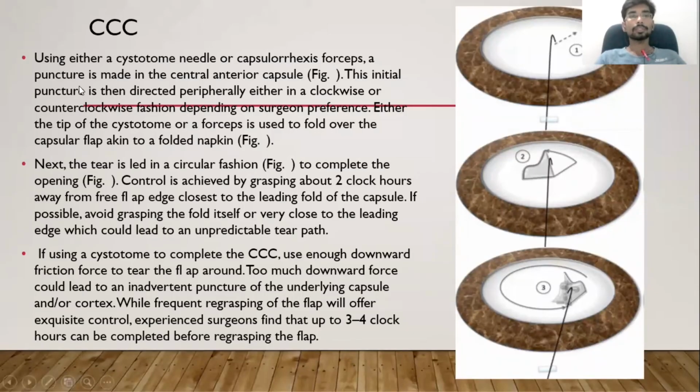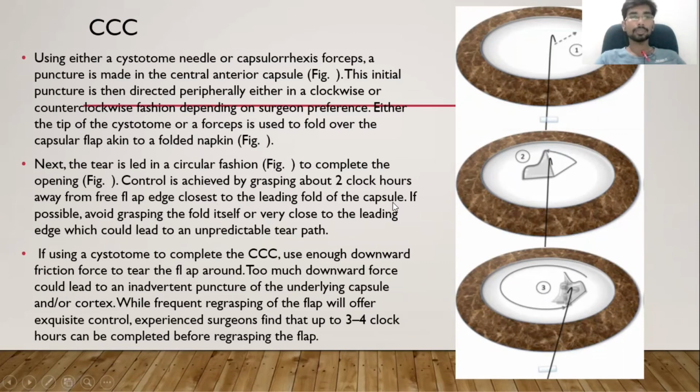So capsulorhexis. Using either cystitome needle or capsulorhexis forceps, a puncture is made in the central anterior capsule. The initial puncture is then directed peripherally either in a clockwise or counterclockwise fashion depending on the surgeon preference. Either the tip of the cystitome or forceps is used to fold over the capsular flap akin to a folded napkin. So next the tear is led in a circular fashion to complete the opening. Control is achieved by grasping about 2 clock hours away from the free flap edge, closest to the leading fold of the capsule.